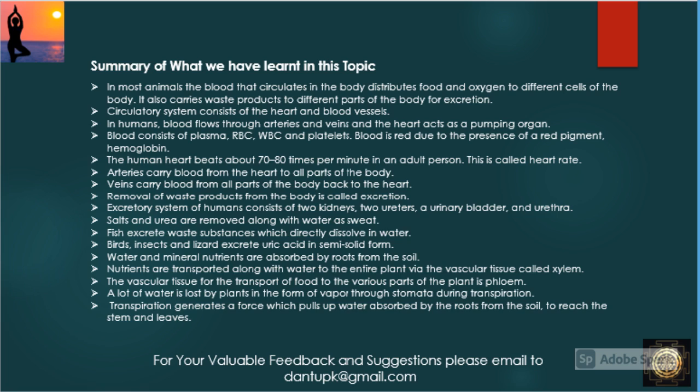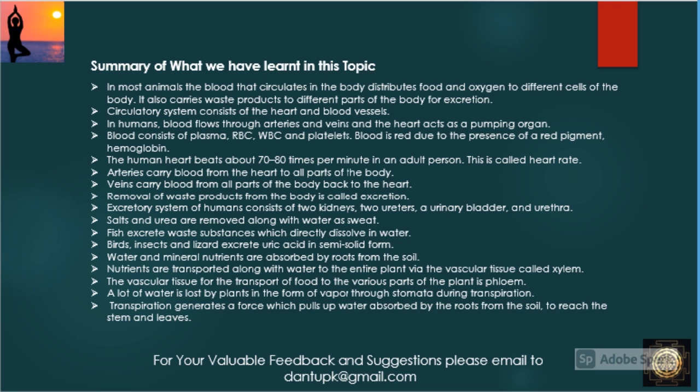The human heart beats about 70 to 80 times per minute in an adult person. This is called heart rate. Arteries carry blood from the heart to all parts of the body. Veins carry blood from all parts of the body back to the heart. Removal of waste products from the body is called excretion. The excretory system of humans consists of 2 kidneys, 2 ureters, a urinary bladder and urethra.